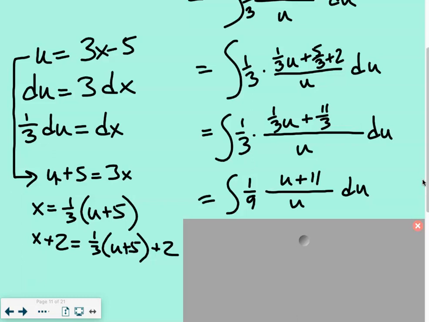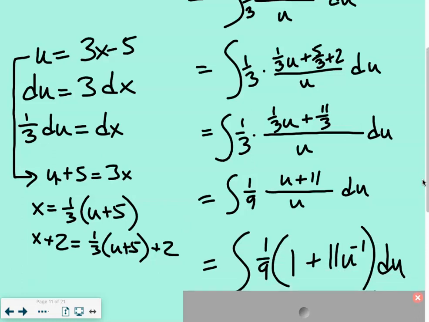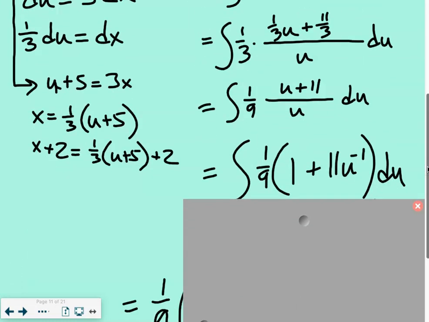Okay. So anyway, what do I have to do from here? I got to divide, right? Or multiply by u negative first. So you end up with 1/9 times 1 plus 11u to the negative first, or 11 over u.